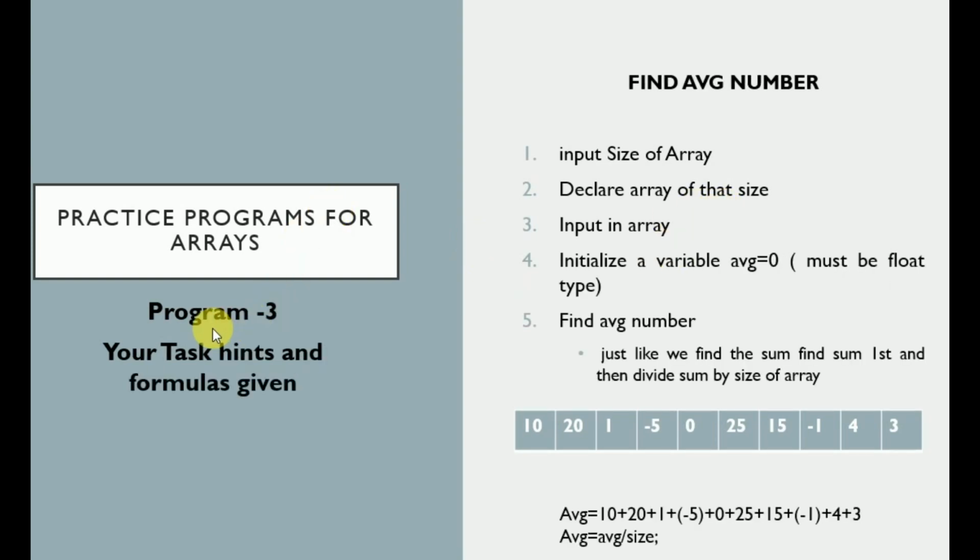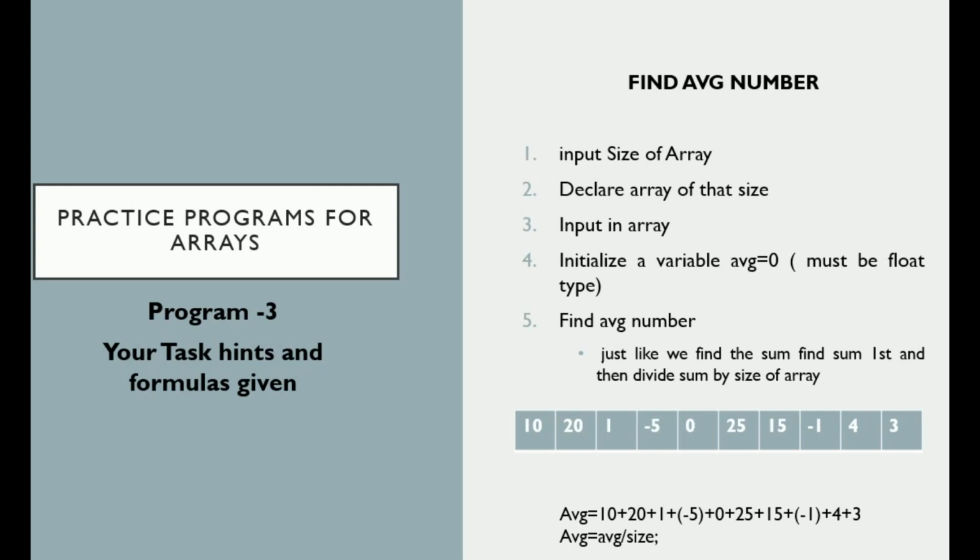And the next one is to find the average number in the array. Once again, it's really very easy. I will tell you how to solve it and you will solve it. Input size of array, declare an array of that size. Take input in the array, initialize a variable average with 0. It must be float type because when we take the average, the answer that we get may be in decimal points.